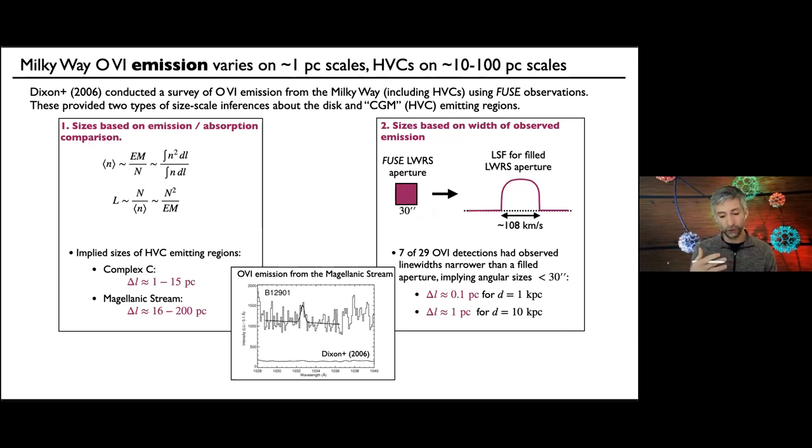And when you convolve the essentially square line spread function you can get from a pure 30 arcsecond wide aperture with the instrumental spread function, you should get a line that looks something like this. It's sort of a Gaussian convolved with the top hat, and it should be about 100 kilometers per second across. And what they found was that in about a third or so of the directions where they detected O6 in emission, the width of the emission lines was smaller than they would expect for a completely filled aperture.